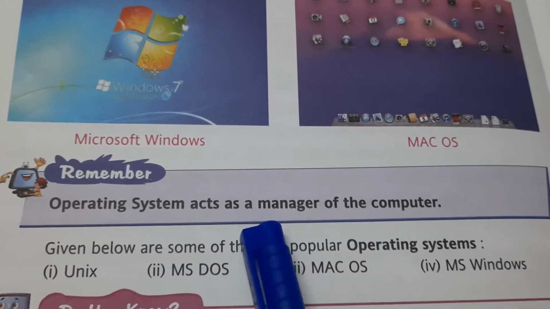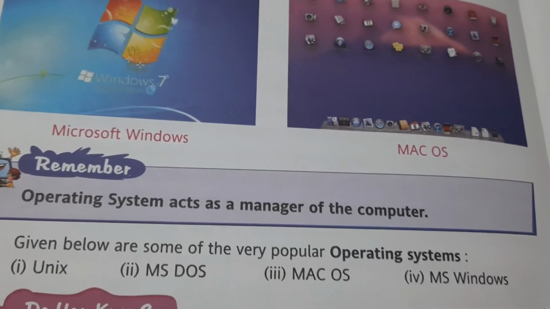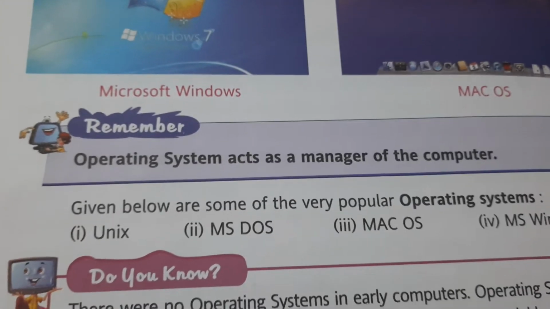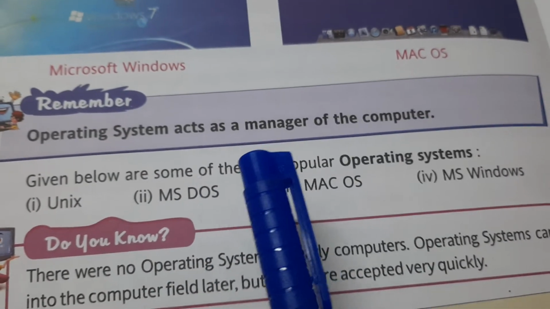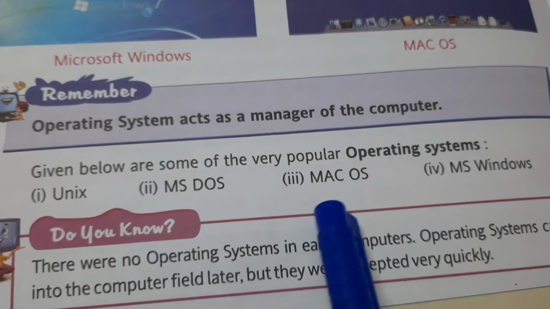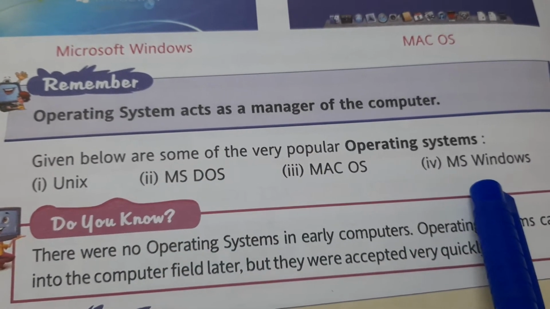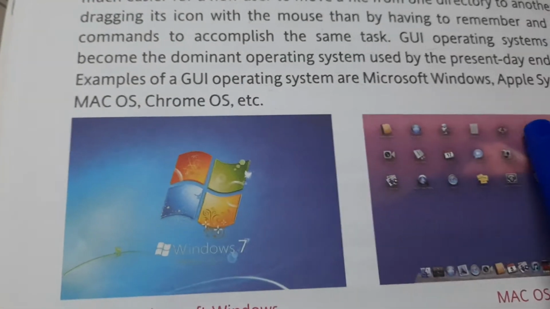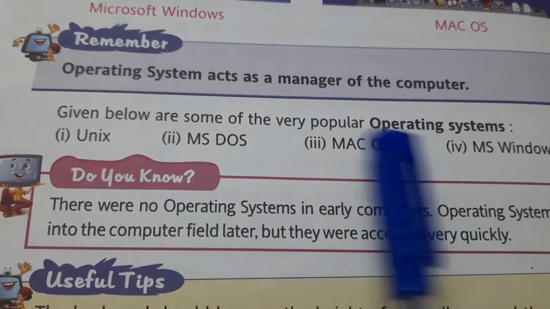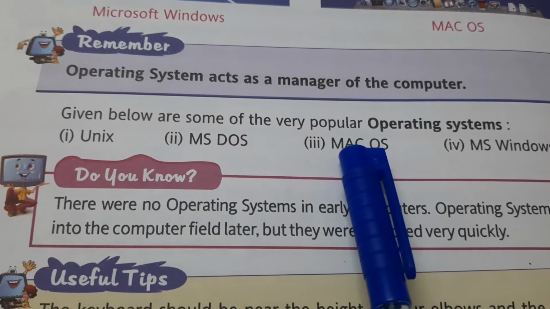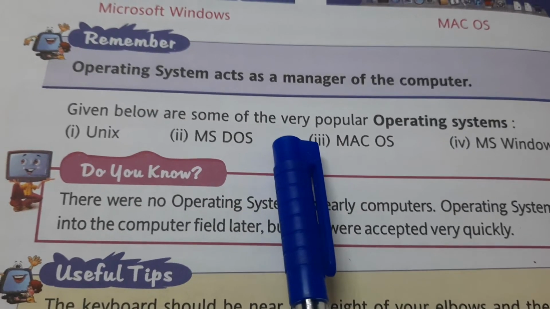Now remember, the operating system acts as a manager of the computer. We have discussed that it takes care of all the requirements of the computer system, and that is why it is acting as a manager of the computer. Now given below are some of the very popular operating systems. These are the names of the very popular operating systems. These were GUI operating systems, and here we are simply writing the names of the operating systems as a whole. Okay, remember that MS-DOS is not a GUI operating system.